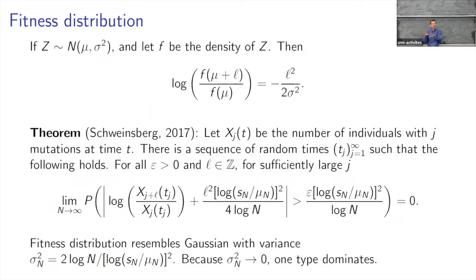Now, the variance of the implied Gaussian distribution works out to be 2 log n divided by the log of s over mu, squared. And that's actually going to 0 under the assumptions of this theorem. So the fitness distribution is not actually converging to a Gaussian shape. It's converging to a point mass because one type in the population is dominant. Nevertheless, we do see Gaussian-like tail behavior with the L squared showing up here. Yes, they are stopping times, yes.